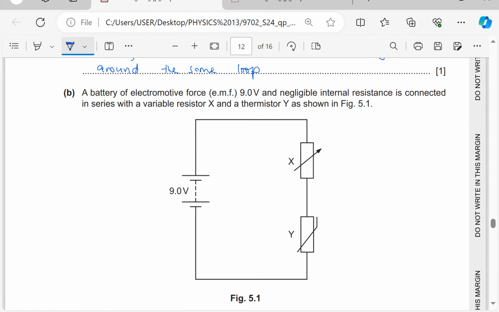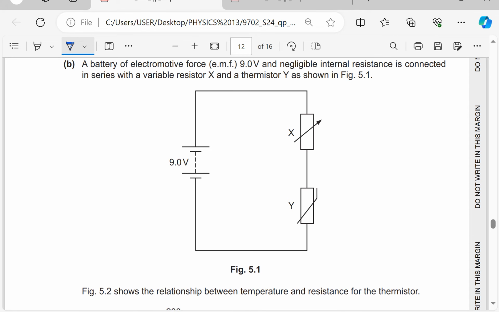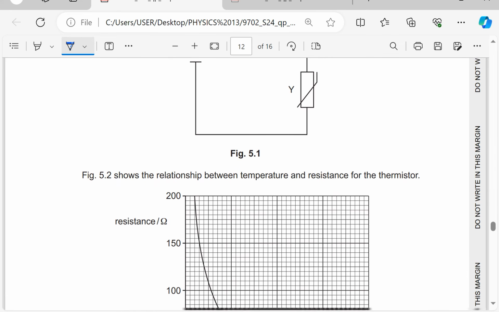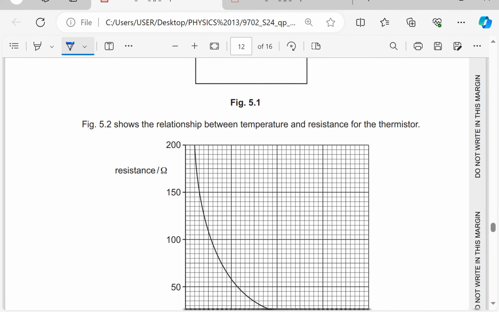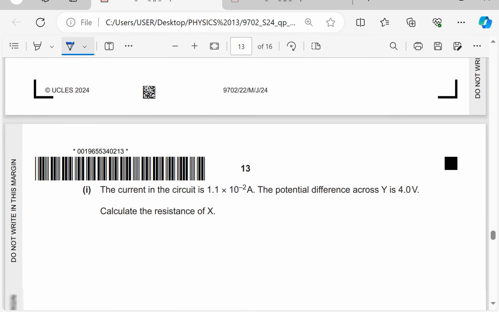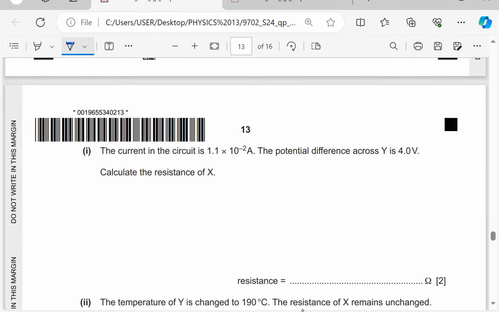The battery of EMF 9 volts and negligible internal resistance is connected in series with a variable resistor X and a thermistor Y as shown in the figure. So we see X and Y are in series. The figure shows the relationship between temperature and resistance for a thermistor. The current in the circuit is 1.1 times 10 to the power of minus 2. The PD across Y is 4 volts. Calculate the resistance of X.